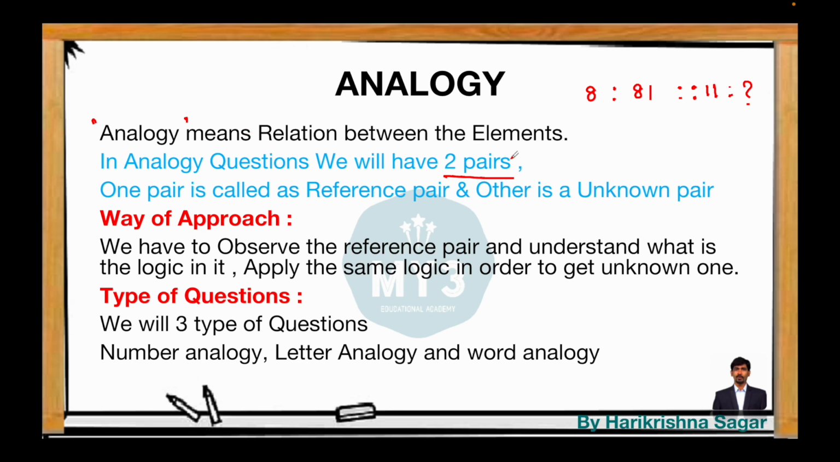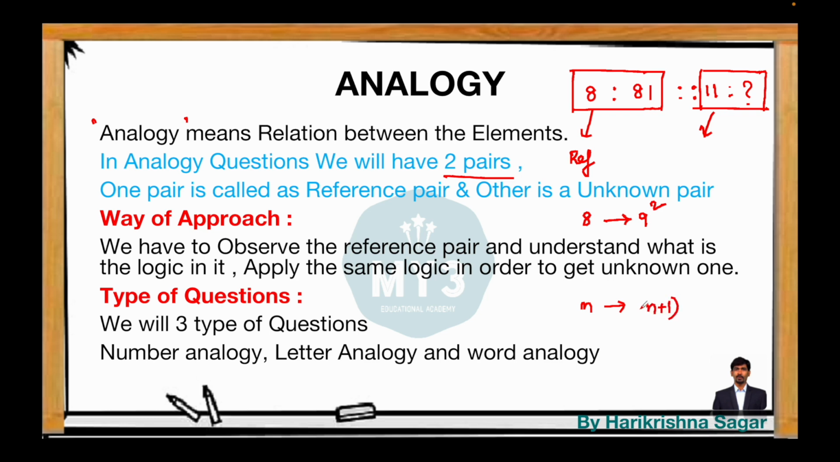What you need to do is, you will have two pairs. This is called one pair and this is called the other pair. Whichever pair is complete, we are going to treat as the reference pair. And the one with a question mark is the unknown pair. In this reference pair, observe the logic, what is happening here. 8 is given and 81 is what? 81 is 9 square. 8 becomes 81. That means n becomes (n plus 1) whole square. This is the logic which is happening here. The same logic you can apply to get your answer.